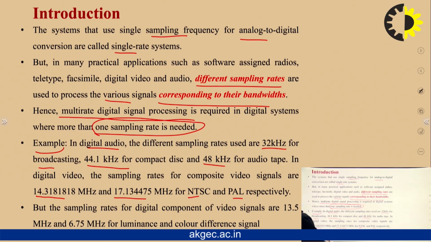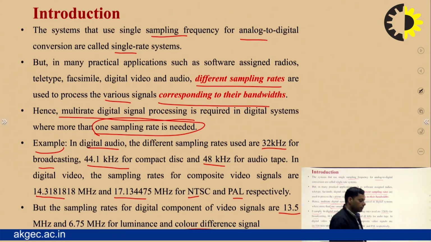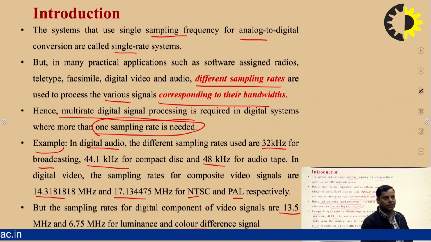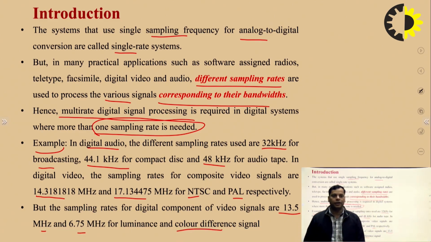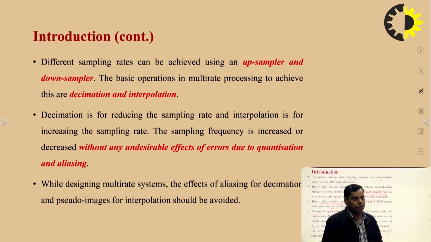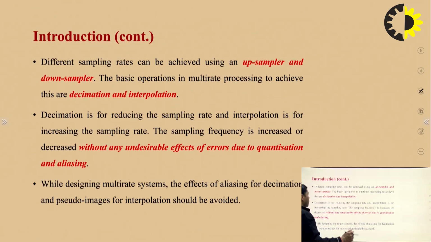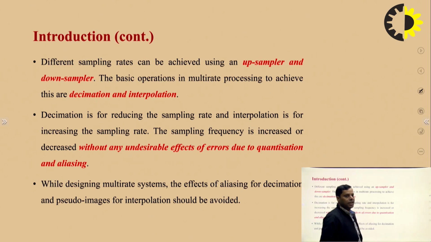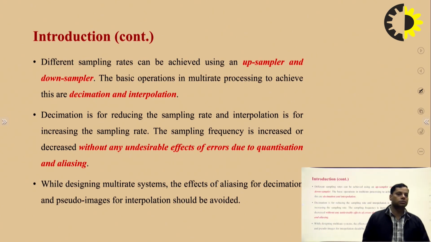The sampling rates for digital communication signals are 13.5 megahertz and 6.75 megahertz for the luminance and the color difference. As I said earlier, for a single application we use multiple sampling rates for multitasking purposes, so we use multi-rate signal processing here. The next question that arises is how can it be possible?